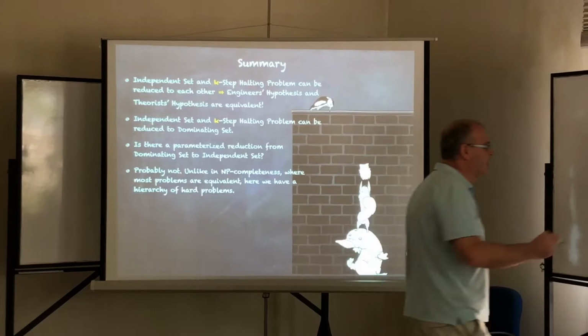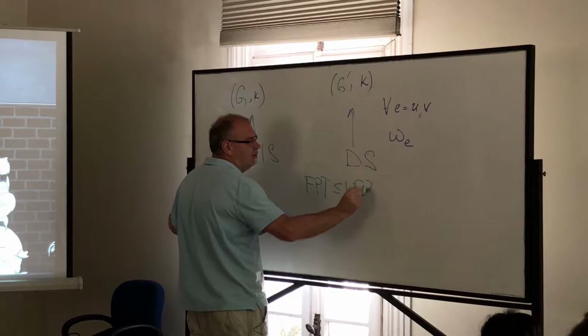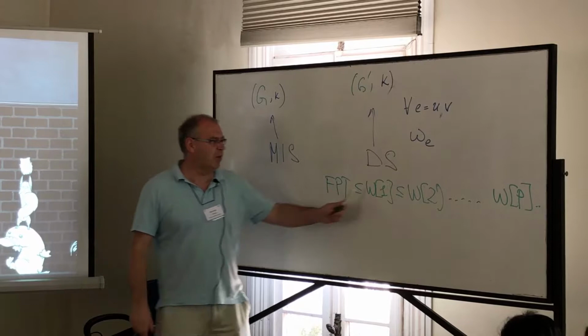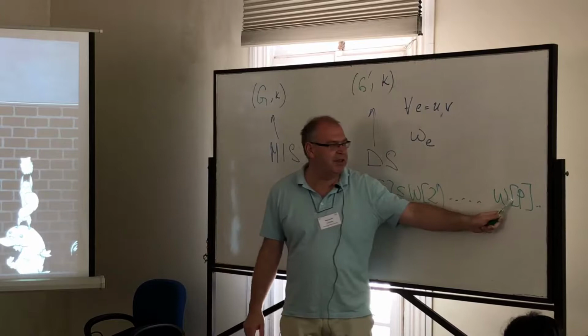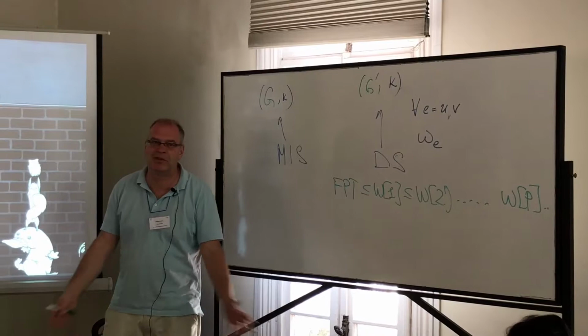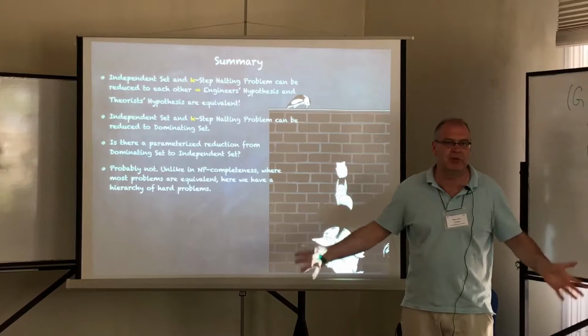So this is FPT, then there is a class W1, then there is a class W2, etc., WP, right? And there are a lot of problems living here, a bit fewer problems living here. We know problems which live here, and of course you can artificially construct problems in the class W3, W4, but I don't know of any natural problem which is in class W5, for example, right? But this hierarchy is believed to exist, right?